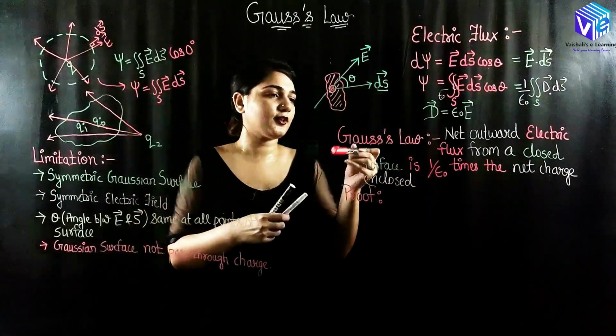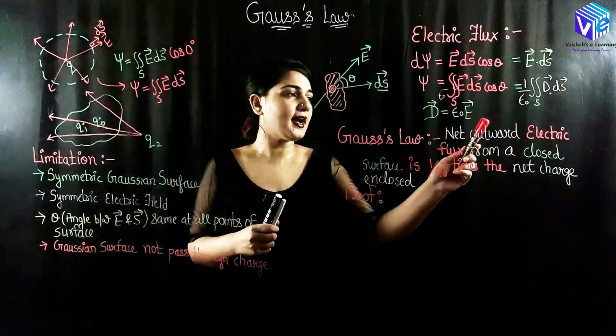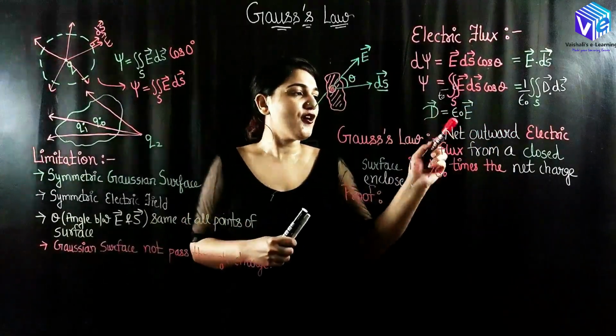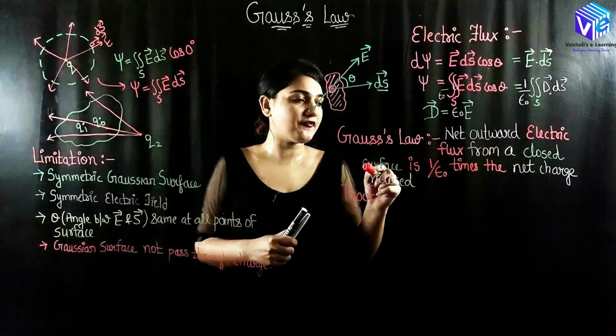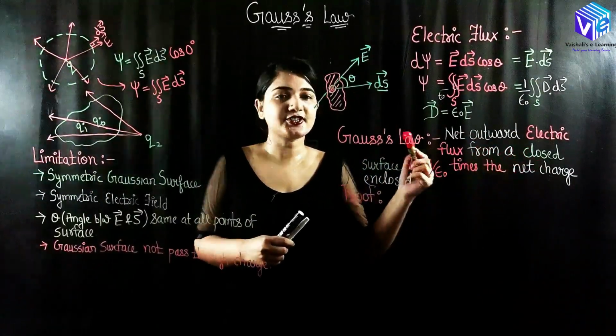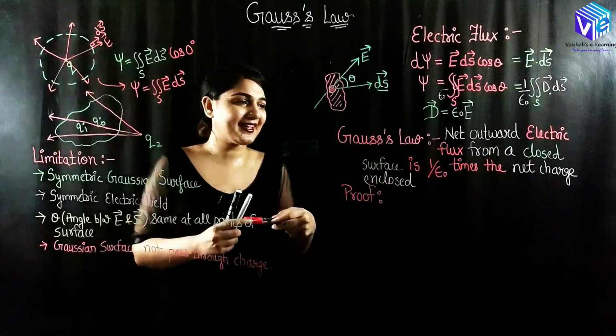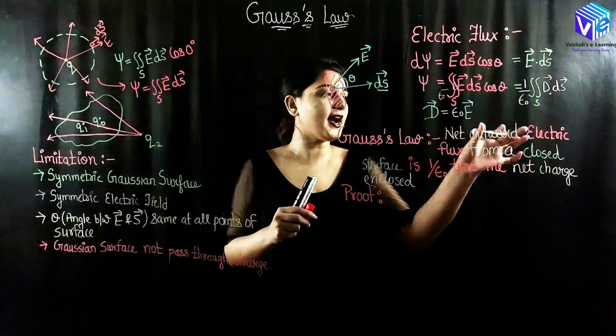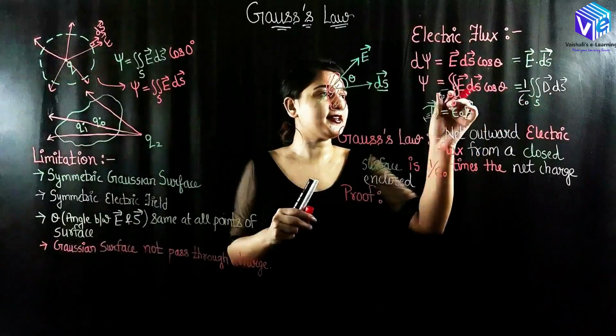Gauss's law states that the net outward electric flux from a closed surface is 1 upon epsilon naught times the net charge enclosed. So how can I represent it? What is the net outward electric flux? How can I represent it?